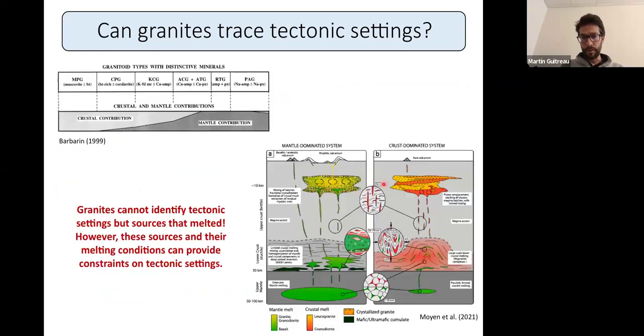But yeah, I just wanted to emphasize that granites are not direct evidence of tectonic settings, but we're discussing the sources. But once you know what type of source melted in which conditions, which is the type of information that granite can provide you, you can start speculating about the environment.